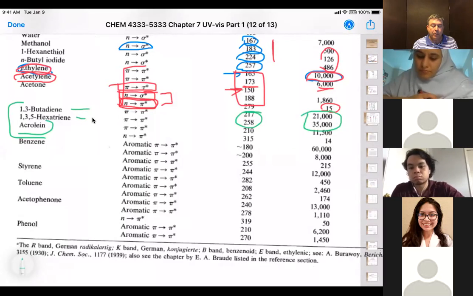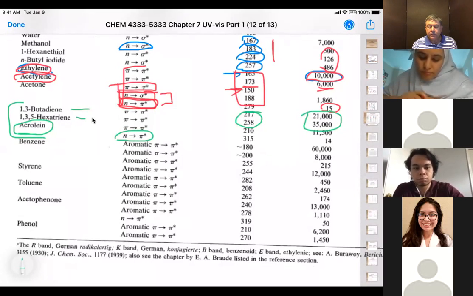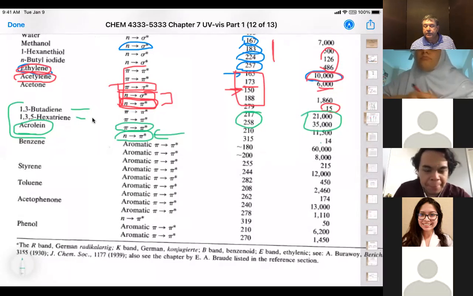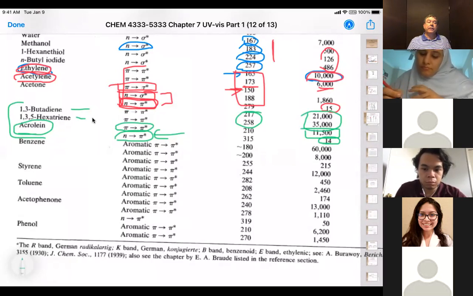And then this is a carbonyl in conjugation with a double bond. And so we see the non-bonding electrons to the pi star transition, but we also see the pi to pi star transitions. Again, this non-bonding to pi is a forbidden transition, is very low absorption, very low extinction coefficient, but the extinction coefficient for the pi to pi is very high.